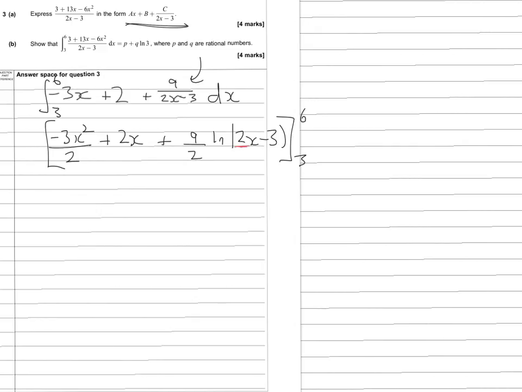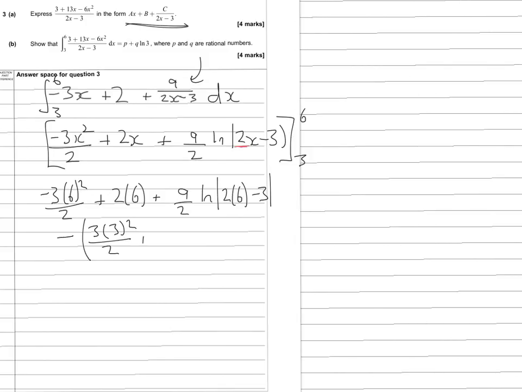Now we substitute in. So negative 3 times 6 squared over 2 plus 2 times 6 plus 9 over 2 ln(2 times 6 minus 3), minus, negative 3 times 3 squared over 2 plus 2 times 3 plus 9 over 2 ln(2 times 3 minus 3).